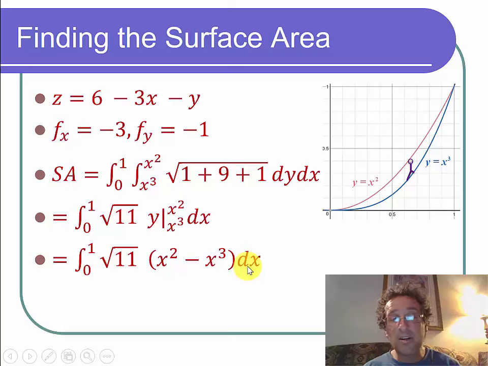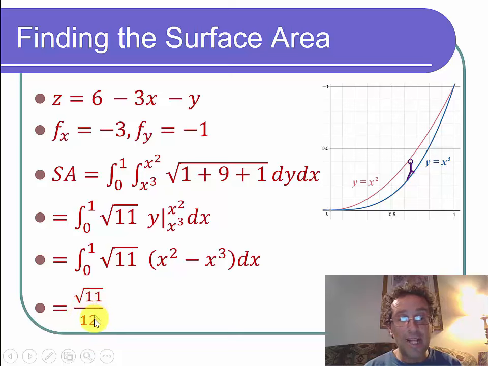That's a very simple integral. The integral of x squared is x cubed over 3. The integral of x cubed is x to the 4th over 4. If you plug in 1, you end up with a third minus a fourth, which is a 12th. If you plug in 0, you just get 0. So our final answer is that this surface area is equal to the square root of 11 divided by 12. And I'm done with the problem. So now let's look at another example.